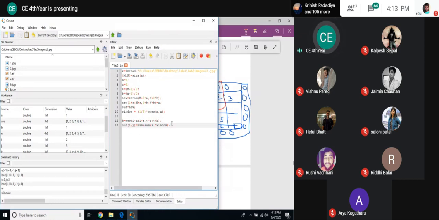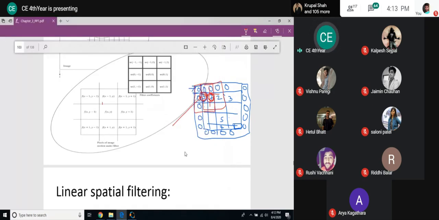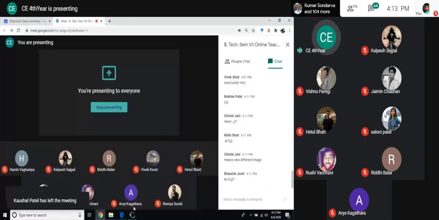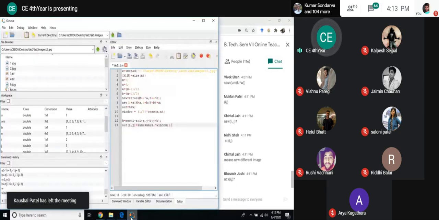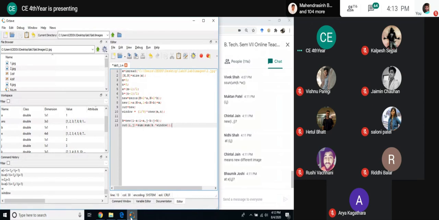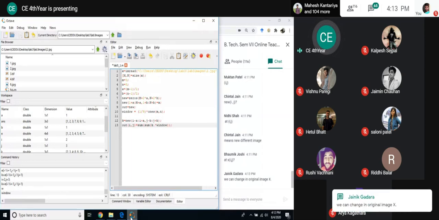Ideally I should replace it in new only, but the problem with the new will be what? The new element will be considered in the next calculation. So that is not preferable. If I alter x, what will happen? My original image I am going to lose.